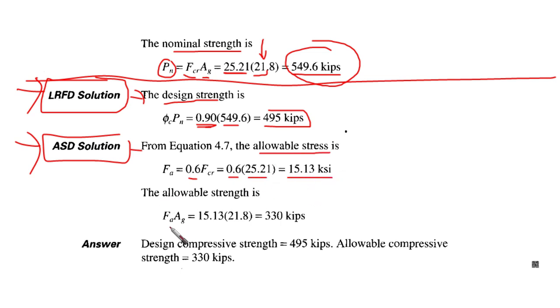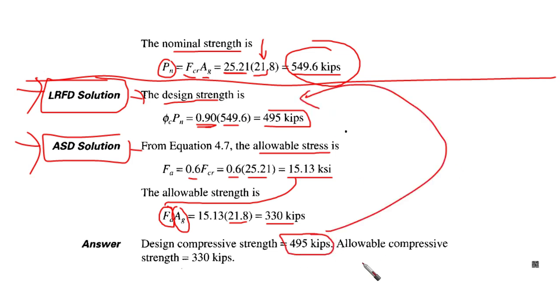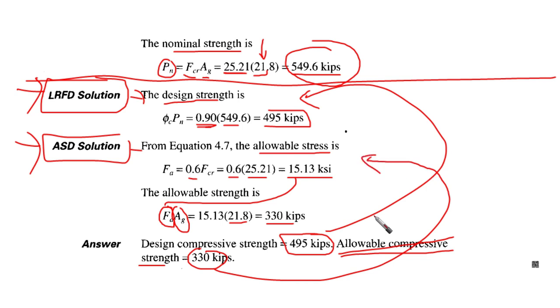So the allowable stress is going to be Fa, which we have already calculated, times the gross area of the section, which is already given from the table, and then this is 330. So the design compressive strength is going to be 495 based on LRFD, and the allowable compressive strength is going to be 330 based on the ASD solution. Okay, so this is how we are going to design our member for LRFD and ASD. Okay, so this is for this example.